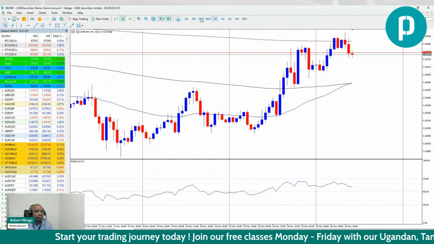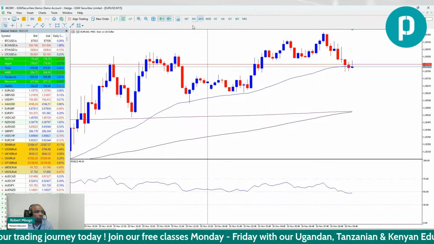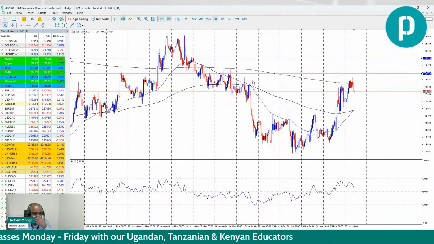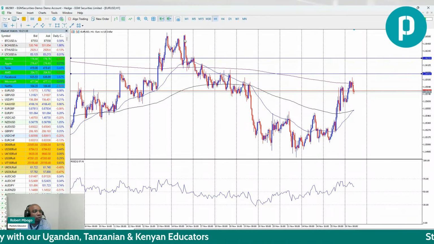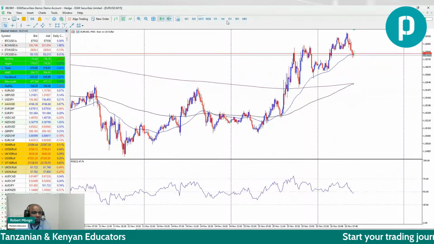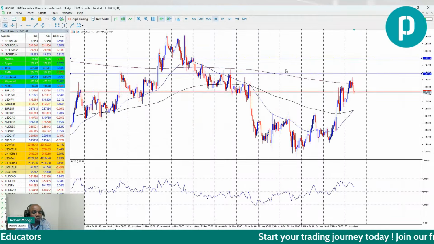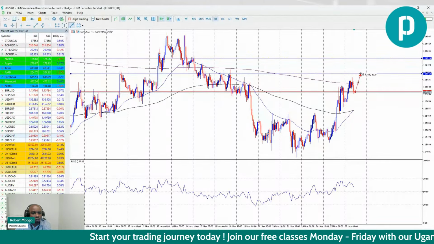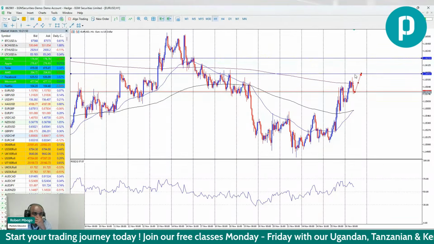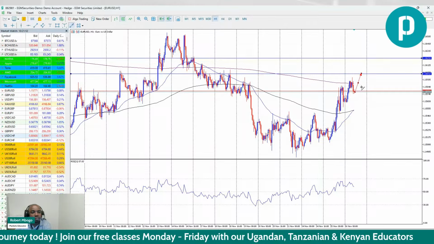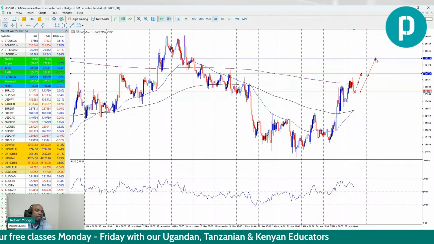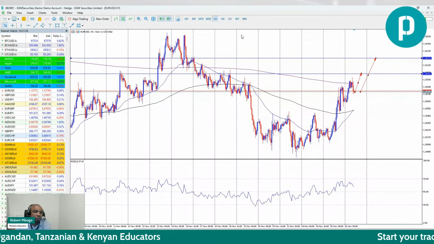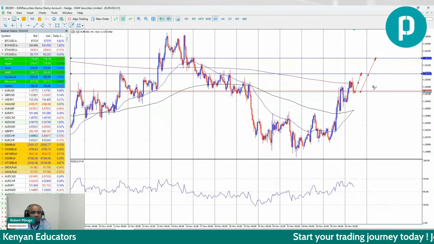So if I were to look for opportunities on Euro USD, I'll be looking for buy opportunities from where price is at, a possible bullish move, maybe 25 pips, or a possible move to that high. Then from there, maybe I'll look at possible sell opportunities.